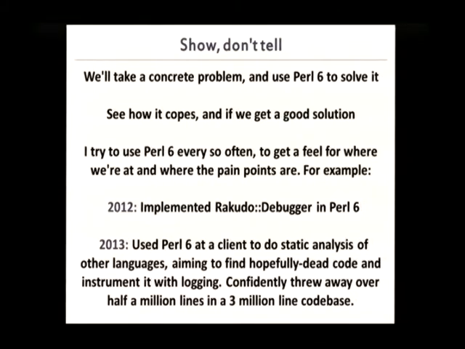So, you know, we try and dog food a few things. For example, the debugger for Rakudo Perl 6 is actually written in Perl 6. So we've been building a lot of the pieces that we need in the language itself. And in the last year, I actually used Perl 6 at a real-world client. It was, to be honest, a case where they didn't really care what I used. They just cared about getting results. I used Perl 6 to basically throw away 500,000 lines of their code base without them noticing, apart from the build.